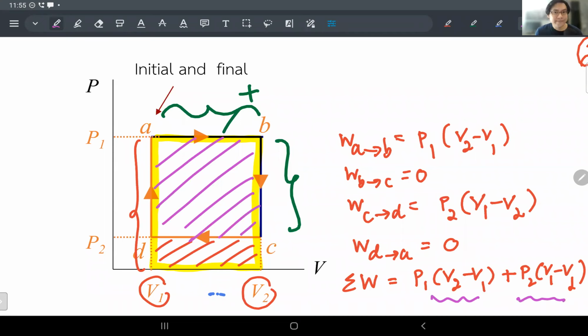Does that help? It's like going from A to B, you do positive work, but then you do a little bit of negative work from C back to D. So you erase part of your positive work, but you still have the leftover to be net positive work done. Okay, cool.